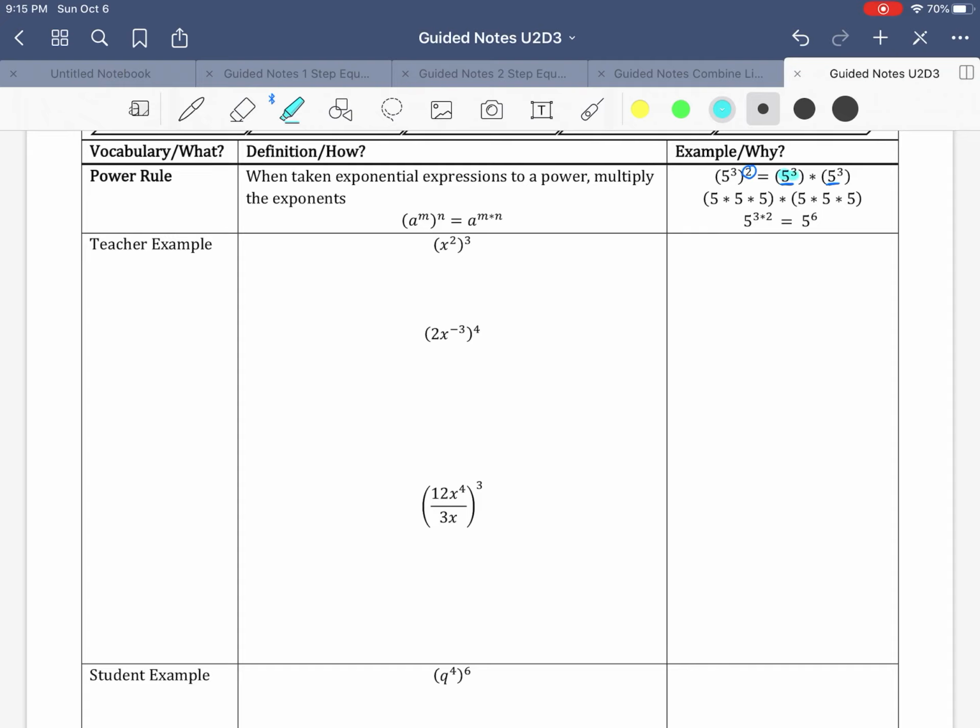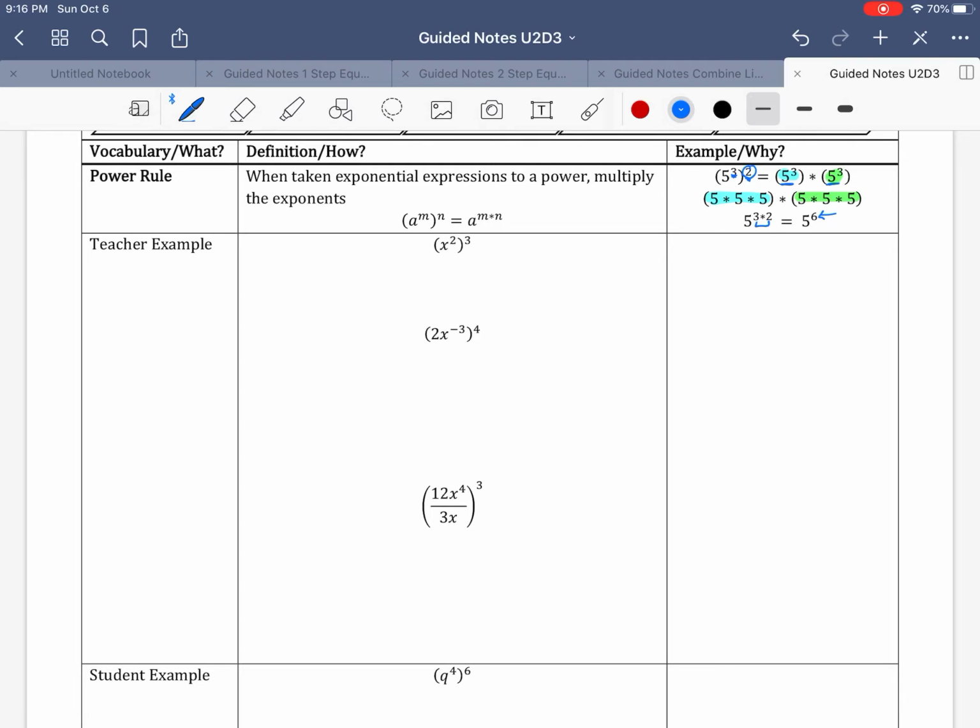So if we take this here as being broken down into 5 times 5 times 5, and this one right here broken down again 5 times 5 times 5, we end up with a total of 6 5s, which matches here 5 to the 6th. We can actually also get 5 to the 6th power when we multiply 3 times 2, which is this number here and that number here. So this shows us why the power rule actually works.